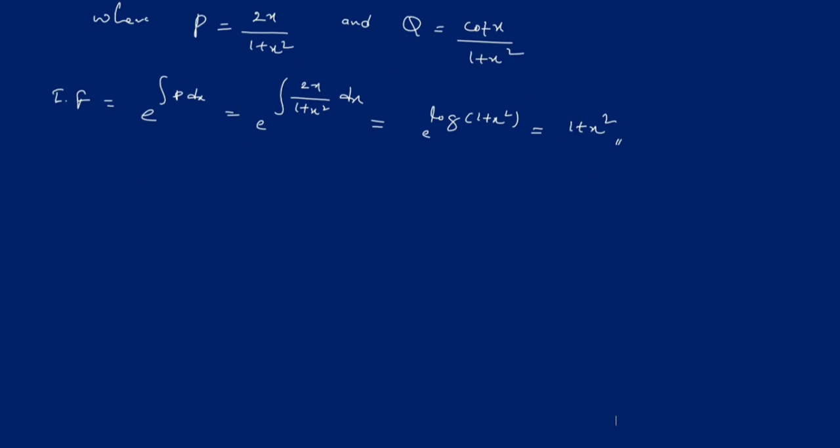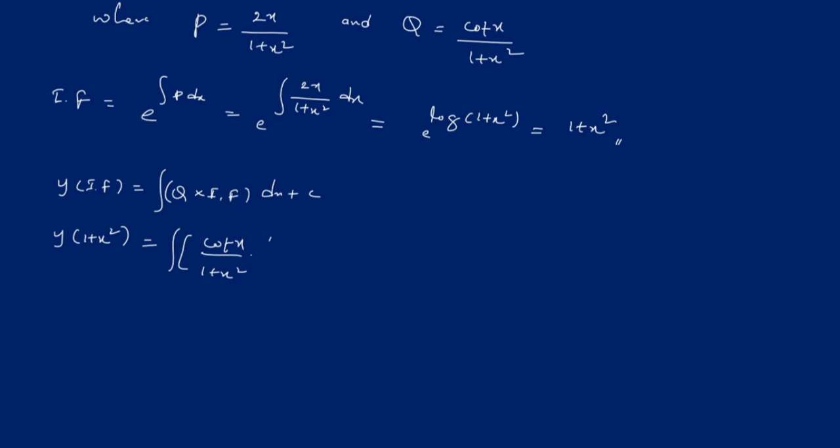Now substitute in the general solution of the differential equation, given by the relation: y into integrating factor equals integration of q into integrating factor dx plus c. Substituting, y as it is, the integrating factor is 1 plus x square. Now the integration of q, which is cot x upon (1 plus x square), into the integrating factor, again 1 plus x square, dx plus c.